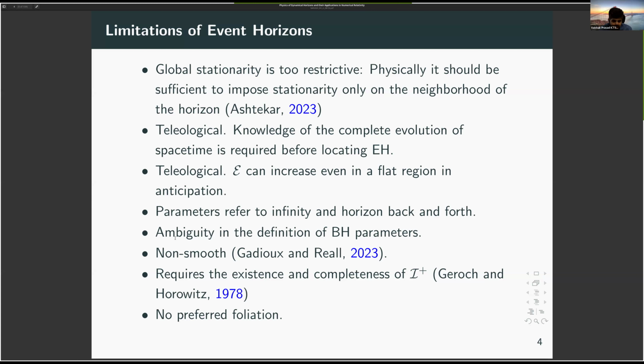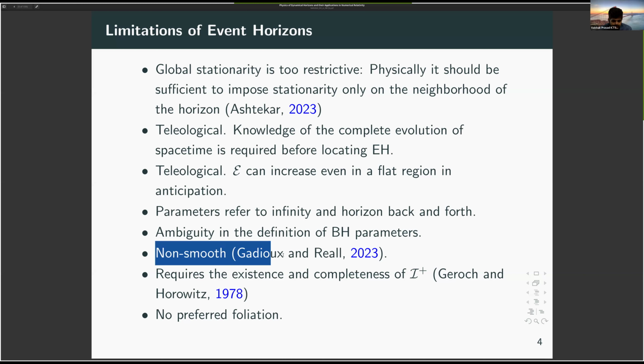Furthermore, there's an ambiguity in the definition of black hole parameters, which means that if there are other objects in the space-time and you want to calculate the mass of the black hole, the ADM formalism cannot be used because intrinsically it will give you the total mass of the space-time.